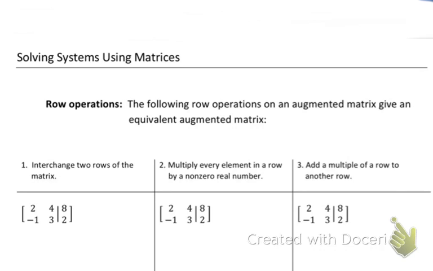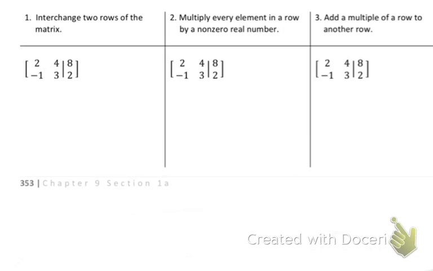We can interchange 2 rows, and I'll show you the example real quick, which means we can flip them. We can multiply every element in a row by a non-zero real number. Obviously, we don't want to multiply it by 0, because that's like multiplying both sides of an equation by 0. We don't do that. Can't do it here. We can also add 1 row to another row. All right, let's see those 3 examples and kind of how I write it.